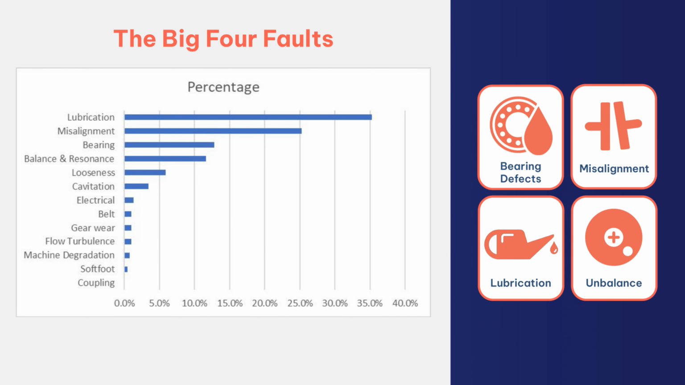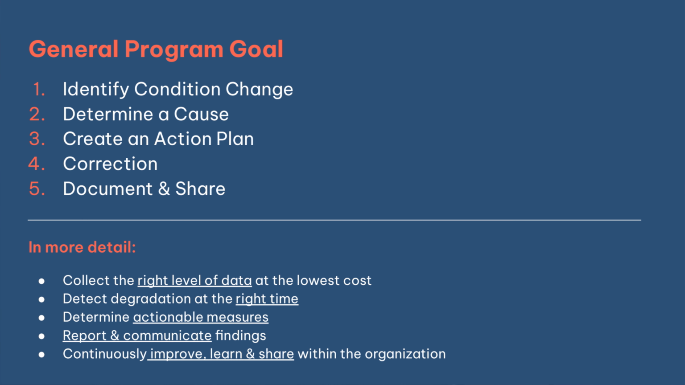The main faults that we see using vibration are lubrication/bearing defects, misalignment, and unbalance. We can identify other faults, but these are the primary faults that we identify and are able to act upon. All of these faults also have preemptive things that we can do to stop them before they get worse and cause catastrophic failure. Today we're going to talk about some general vibration program goals, what those are, and some more detail about how to act on those goals.